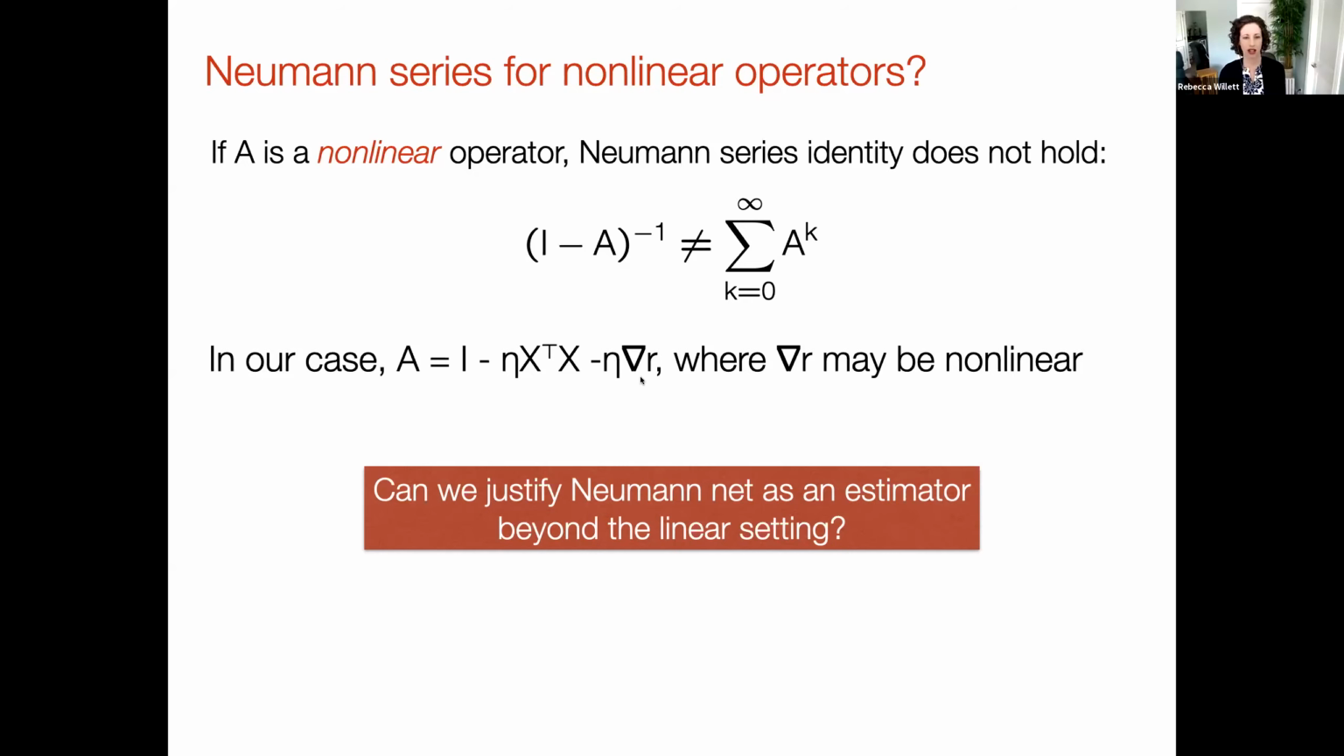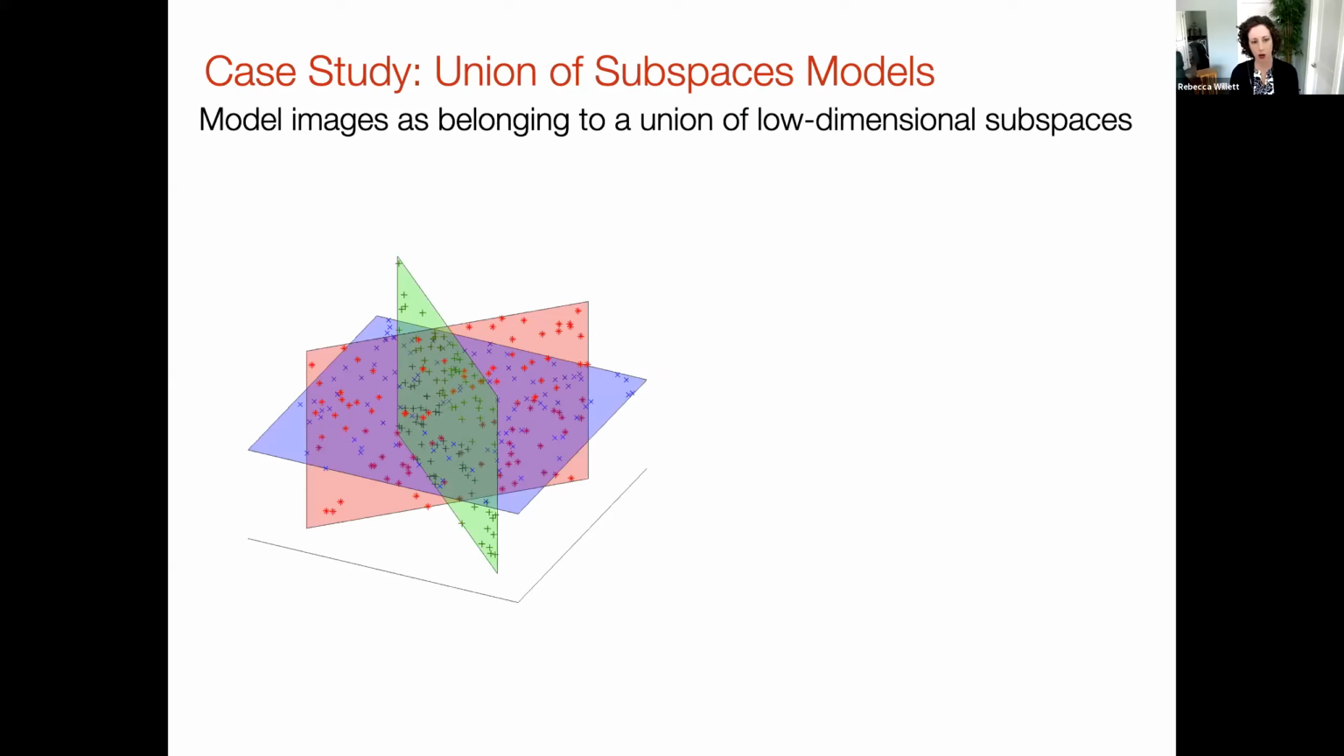And so in this case, the Neumann series would not hold. And you might ask, well, then why is this a sensible approach for us to be using? To answer that question, I want to consider what happens with the Neumann network in the special case where all of the training data belong to a union of low-dimensional subspaces.